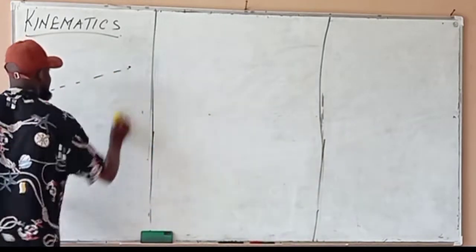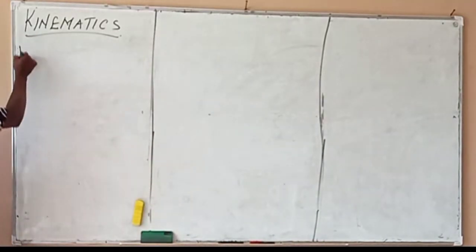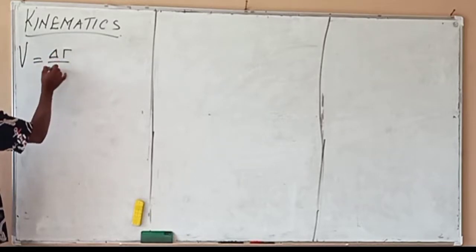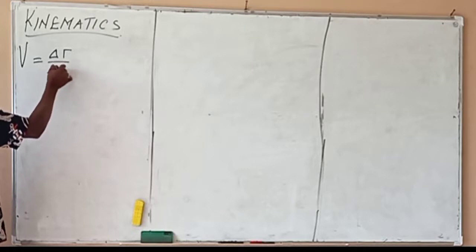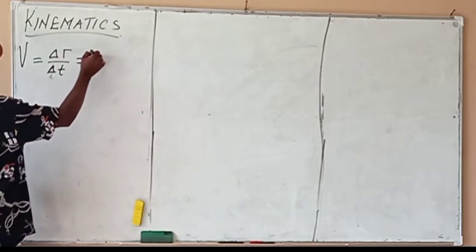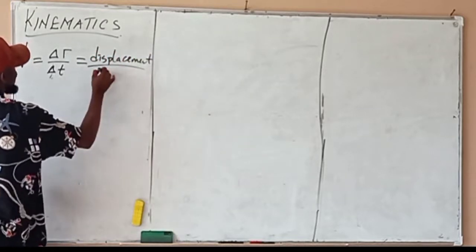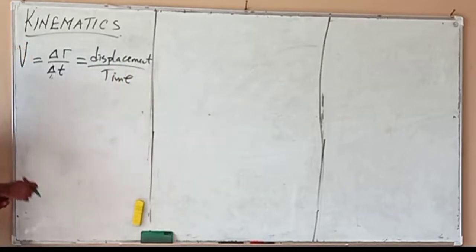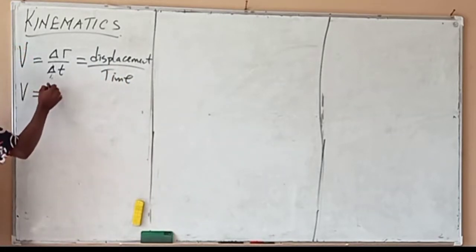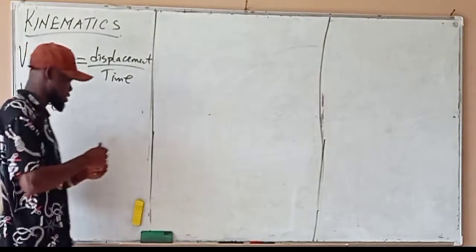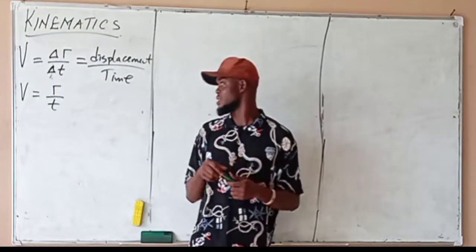So velocity v is equal to change in displacement, let's say s, over change in time. So displacement over time is called velocity. Velocity is actually displacement divided by time. What about speed? I will explain speed later. Let's do velocity now. Let us explain velocity in detail.